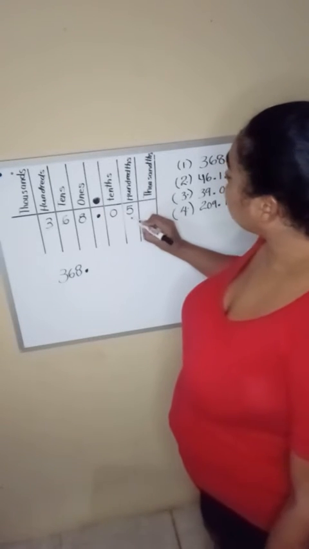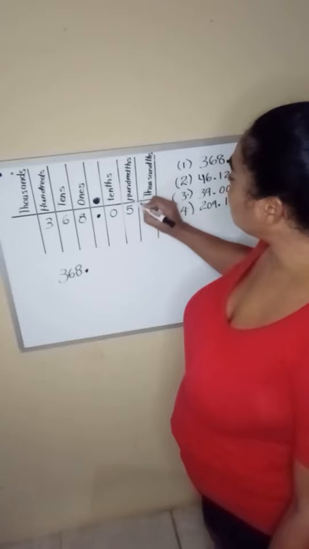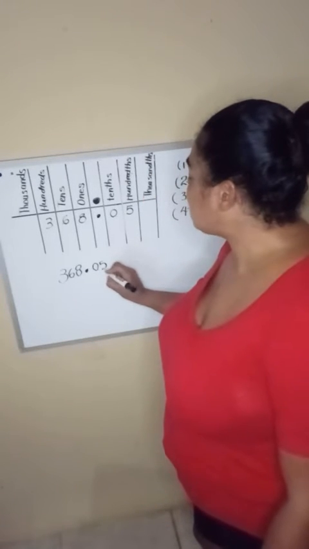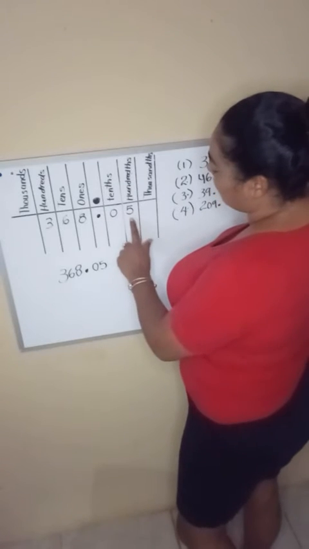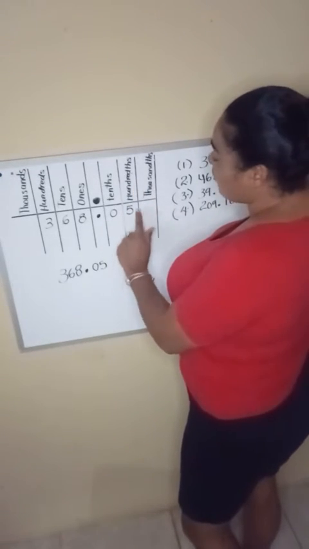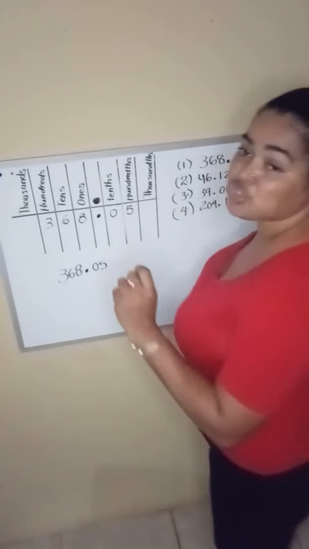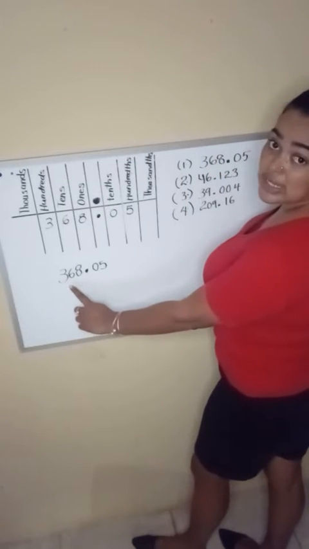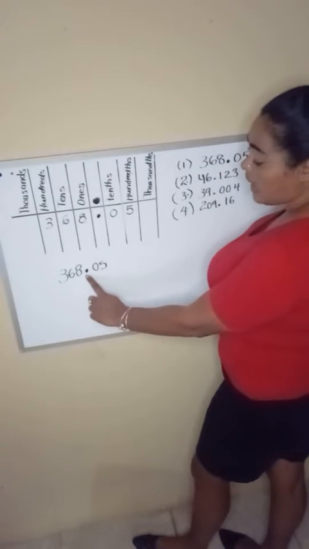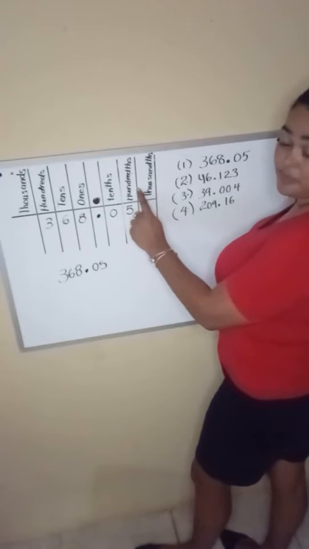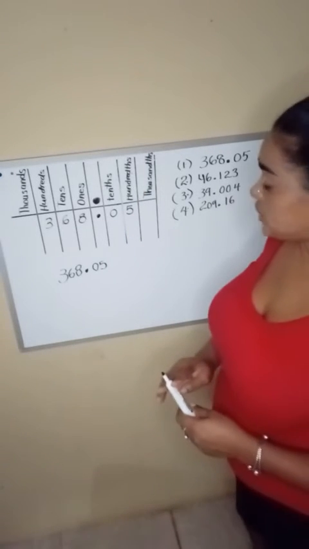So you will read this number and you will say the one that is on top. Alright, so that is this section. So you're going to call it 5 hundredths. You see that? 5 hundredths. Now let's try and read this number again. 368 and 5 hundredths. You see? Okay, let's try another number.